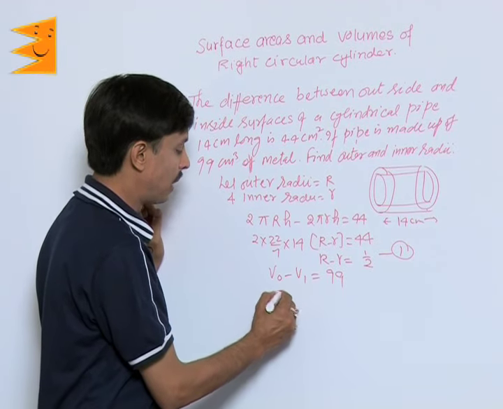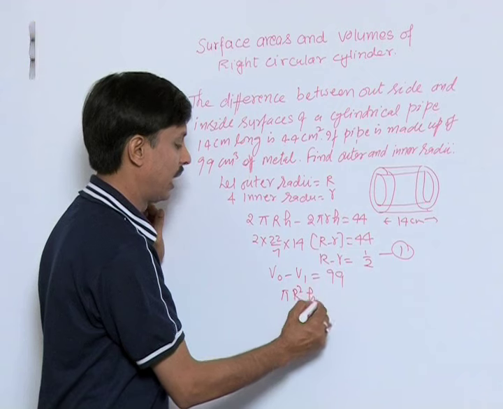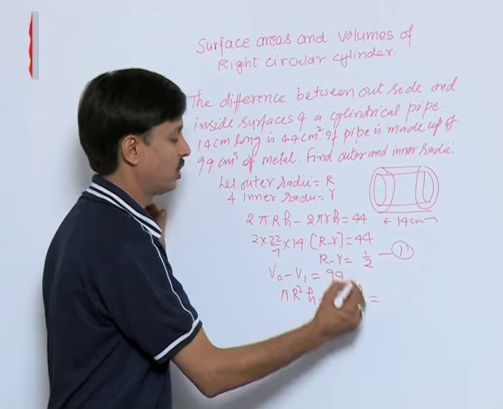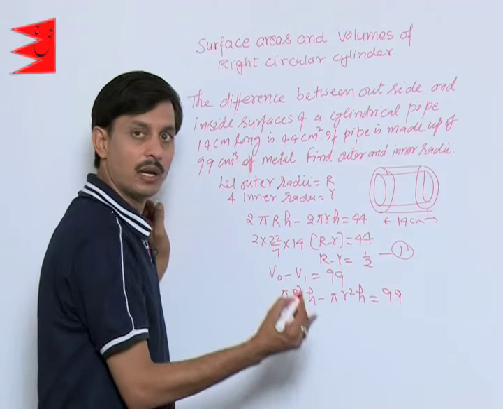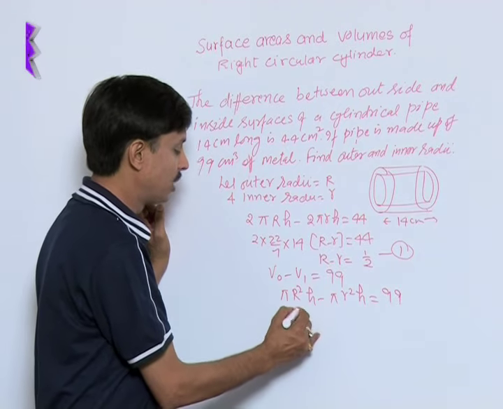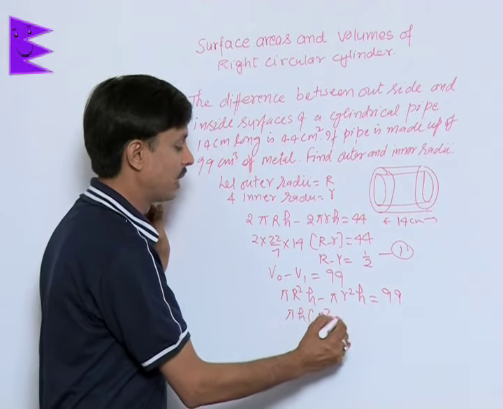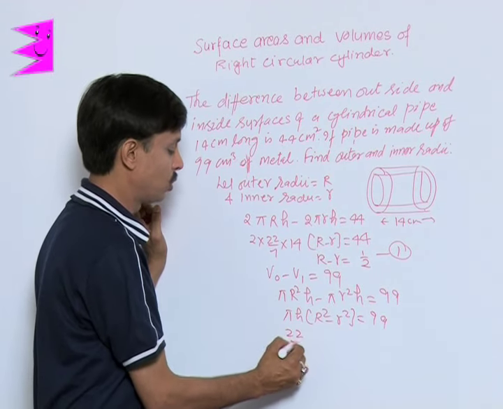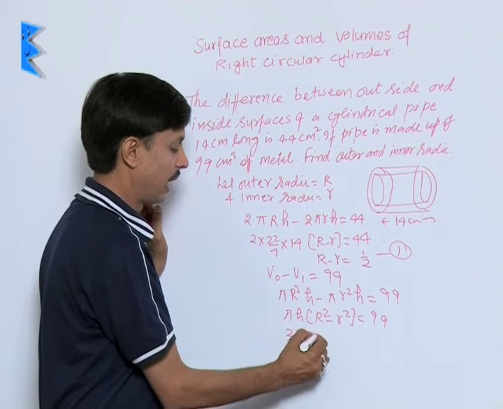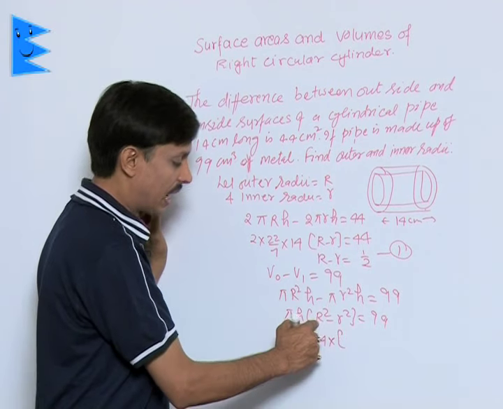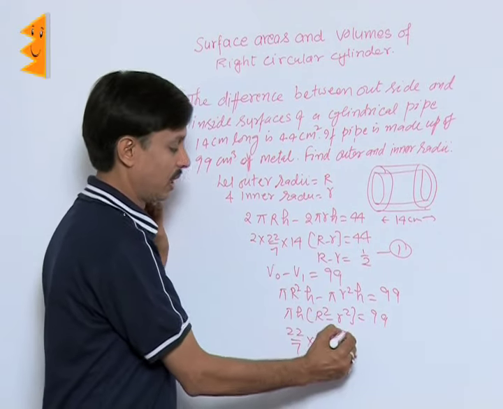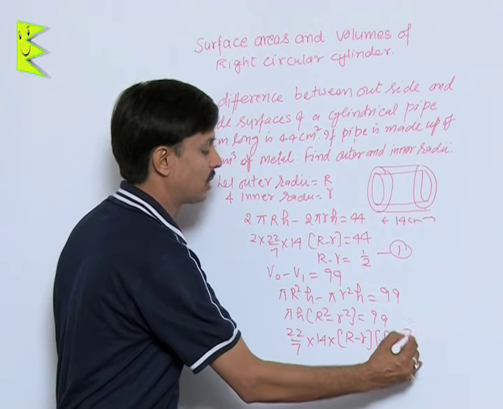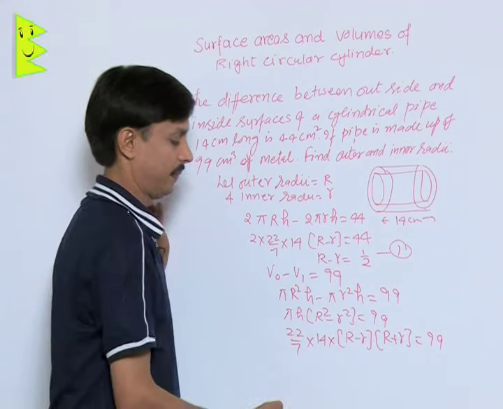Outer volume is pi capital R square h minus inner volume pi small r square h, and the difference is 99. Since pi h is common, it is R square minus r square, 99. Pi means 22 by 7, h means 14. R square minus r square can be written as R minus r into R plus r is equal to 99.